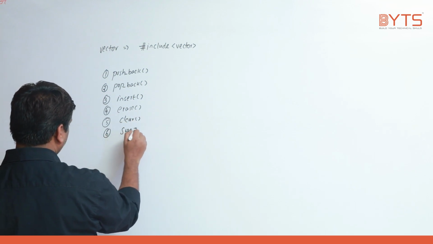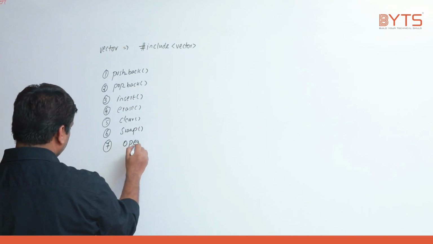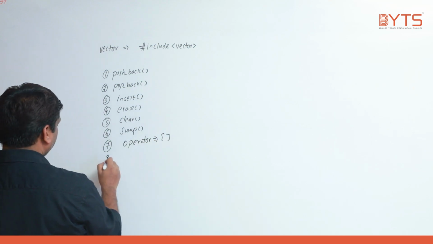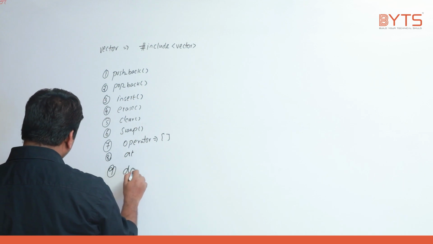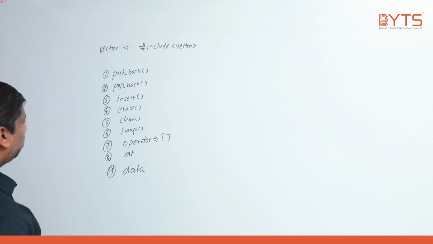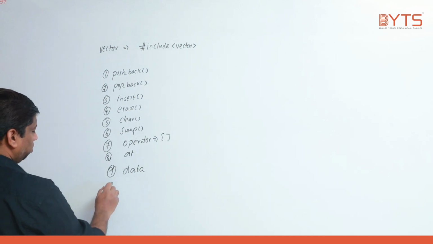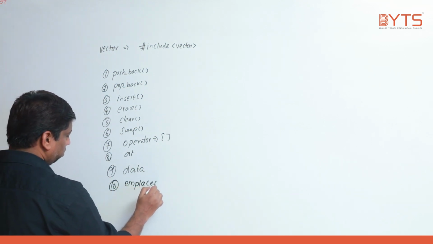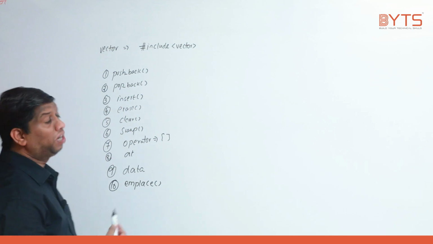swap, operator [] for this. Next we have at. Both almost work the same. Next we have data. So these are all the functions we are having. If any function is there, while discussing I will discuss. Emplace. Okay, fine. So what is the difference between vector and dq?